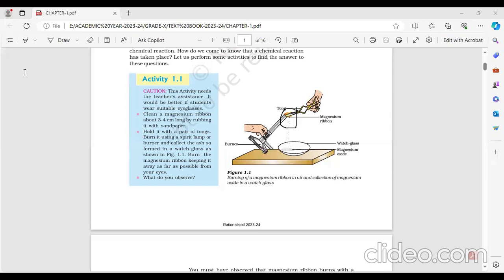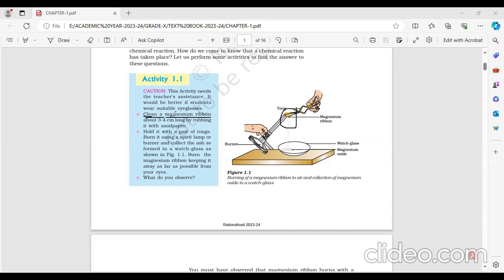So let us see what happens actually. Before going to do this activity, what are the materials required? First one, take a magnesium ribbon. In that video you will also see what a magnesium ribbon is. And why should we clean it?